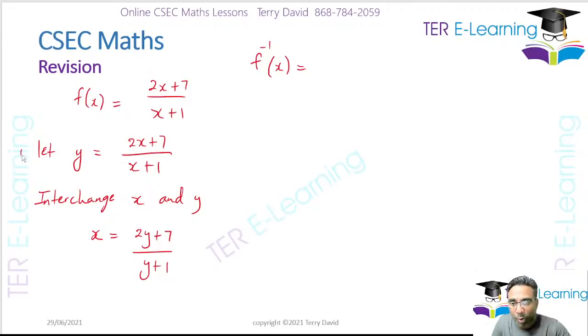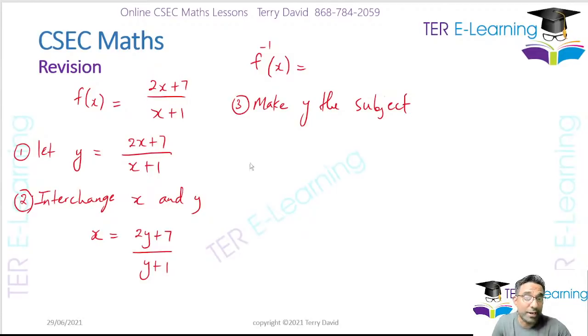So this is step 1. You let y equal to that. This is step 2. You need to interchange x and y. And then the third step is to make y the subject of the formula. So my third step is to make y the subject. That's what you're going to do.